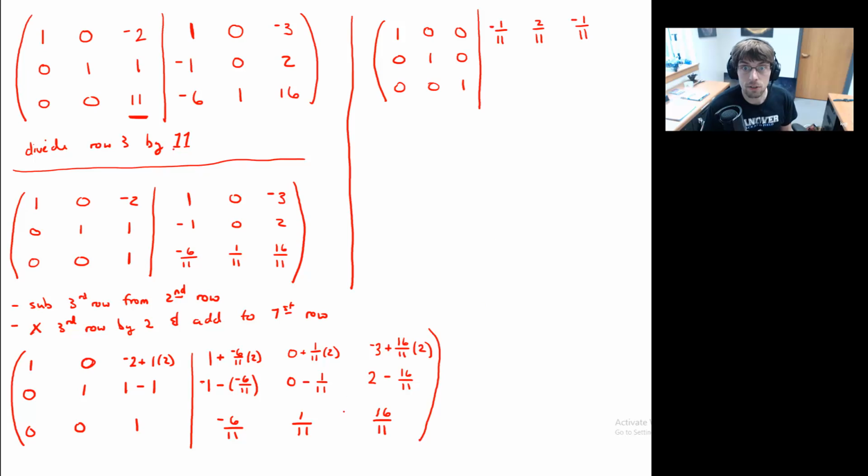Okay, so let's go to the second row. I have negative 11 plus 6. So that should give me a negative 5 elevenths. I have a negative 1 over 11. Let's see, I have 22 minus 16. So that should give me 6 over 11. Last one, of course, we don't have to touch at all. This should be negative 6 over 11, 1 over 11, and 16 over 11.